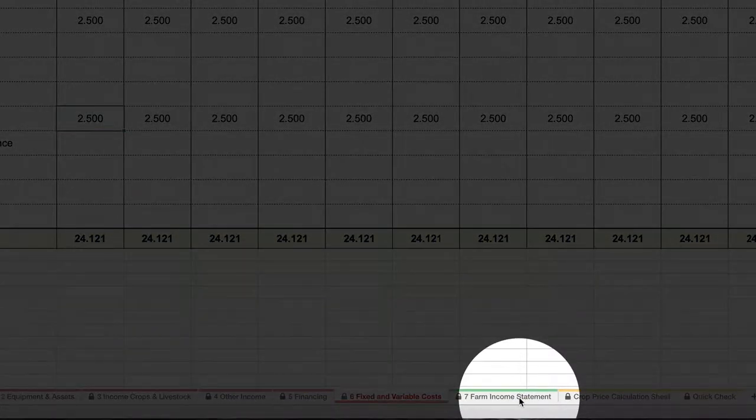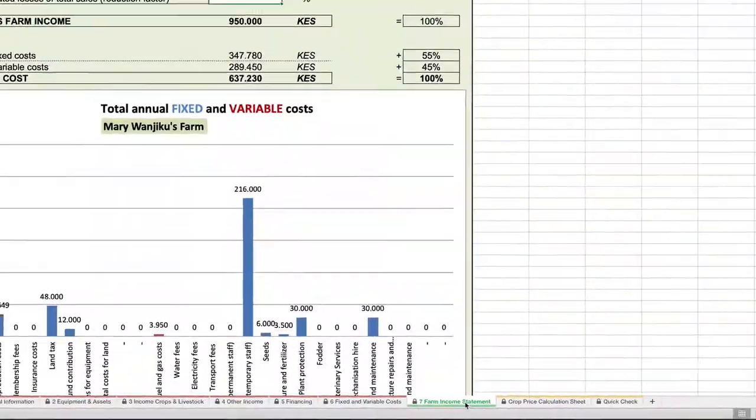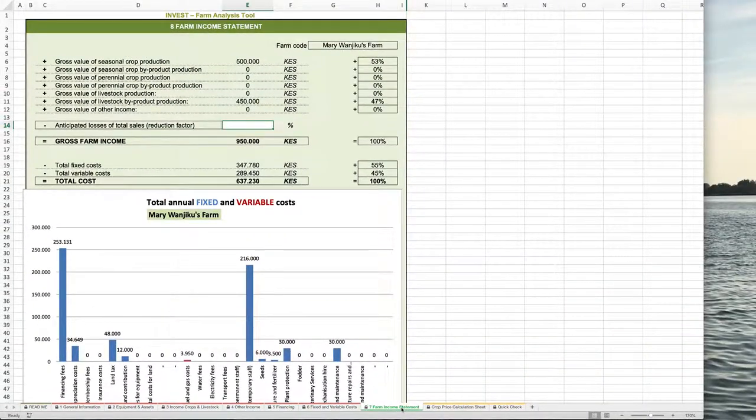We go to the farm income statement sheet. This is a summary of income and expenditure and shows us the situation on the farm. At the same time, it gives the answer to the question asked in the country case card Kenya. The only value needed here is the anticipated losses of total sales, which we assume as 10% in our case.